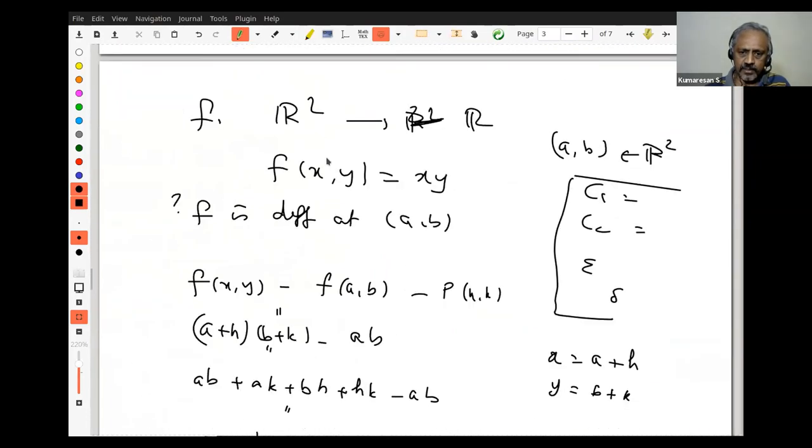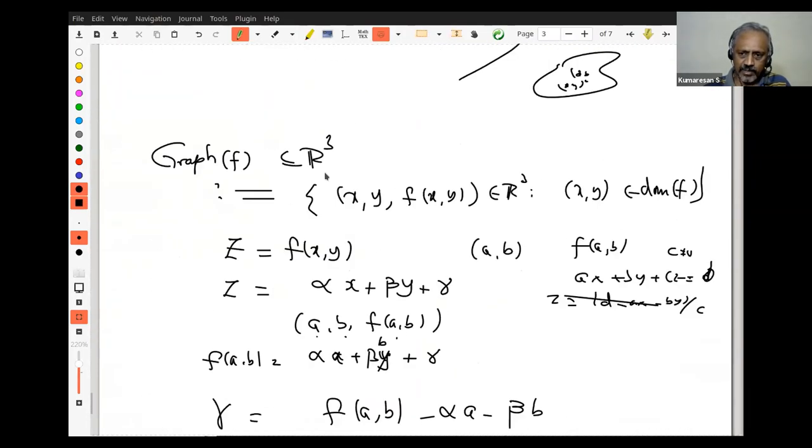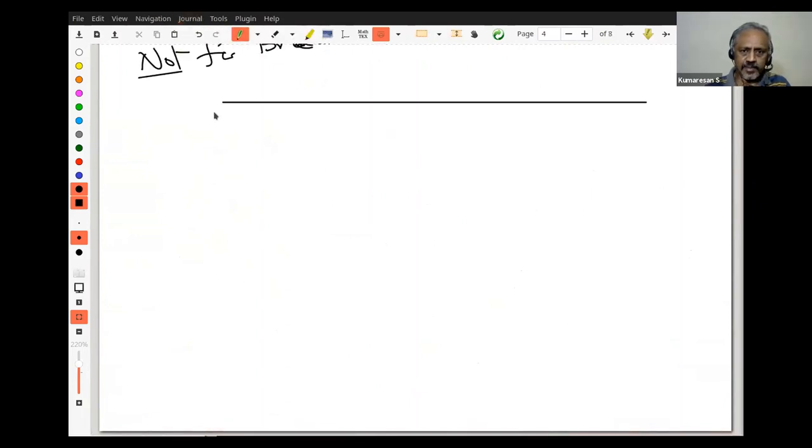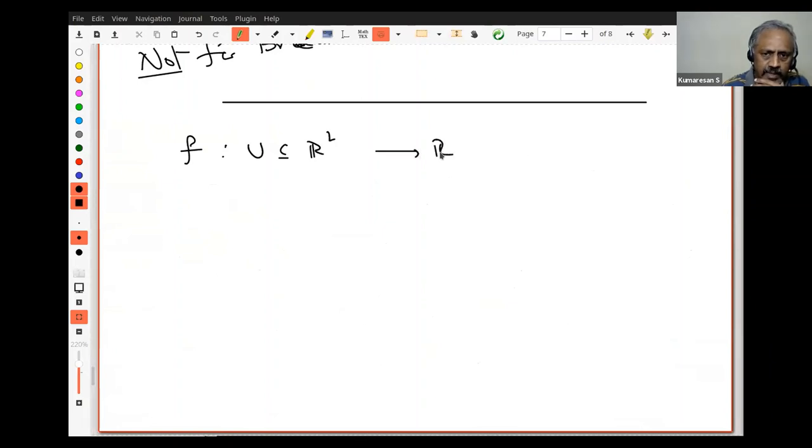So let me summarize what we did today. After that, if there is some time, I will say something. Otherwise, I will stop for today's lecture. Okay. So what we have done today: we reviewed the definition of differentiability of a function f defined on some subset of R2 to R at the point (a, b). Then we set our definition. We gave a geometric interpretation.